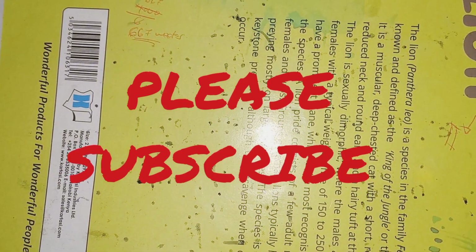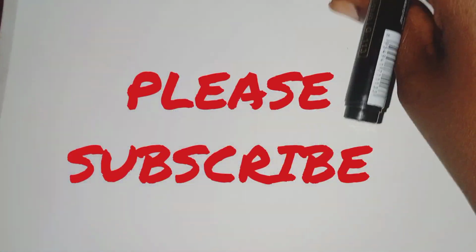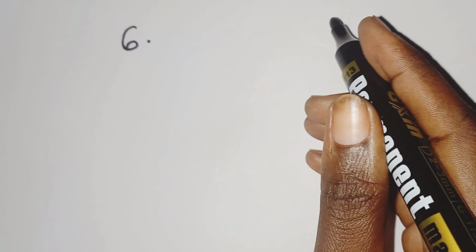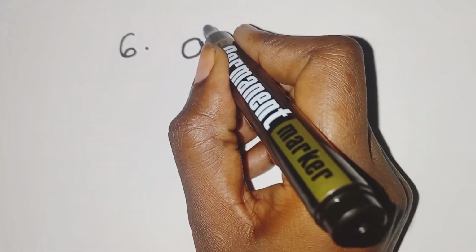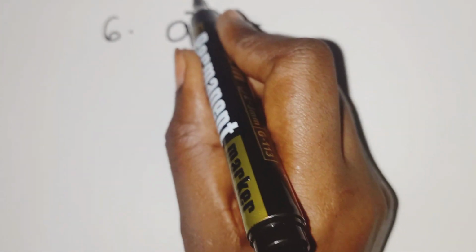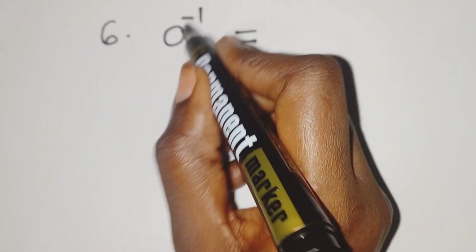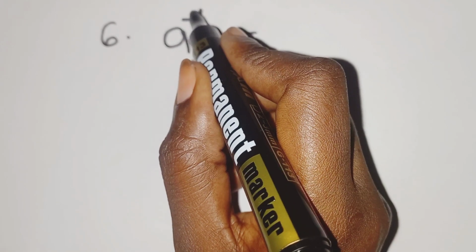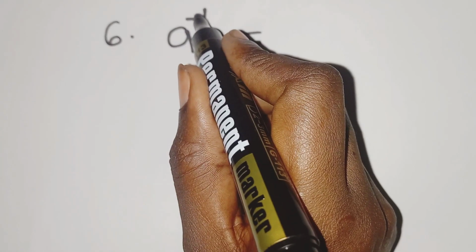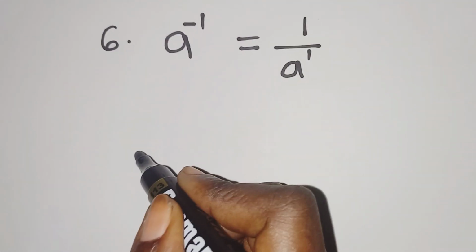Let's look at number 6. Number 6, we look at negative index. A negative index, a raised to power negative 1, will be equal to the reciprocal of a raised to power 1. You know the reciprocal of a raised to power 1 will be 1 all over a raised to power 1. So a raised to power negative 1 will be the same as 1 all over a raised to power 1.